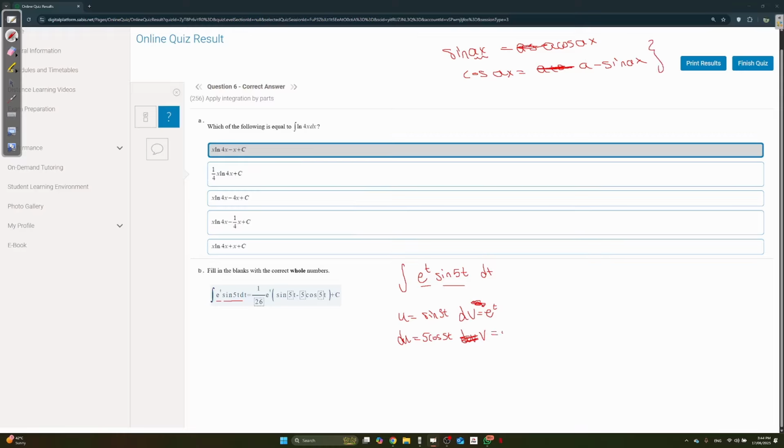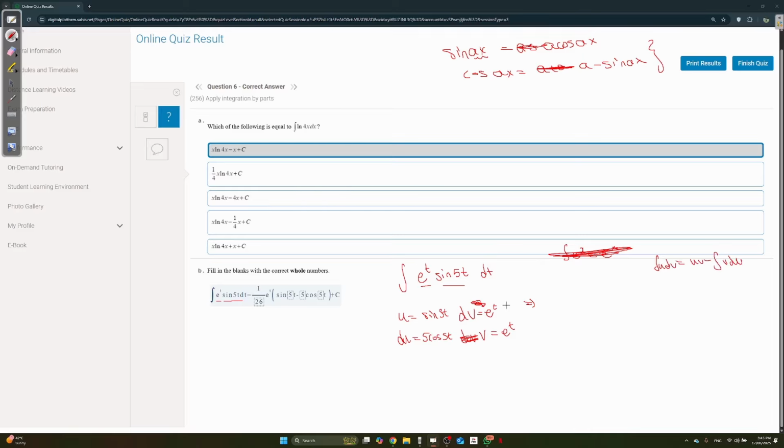So what's the integral of e to the t? It's just e to the t, right? The integral of e to the x is just e to the x. So we now have our u, v, dv, whatever. Let's start our integral. What is the rule? The integral of u dv is equal to uv minus the integral of v du.